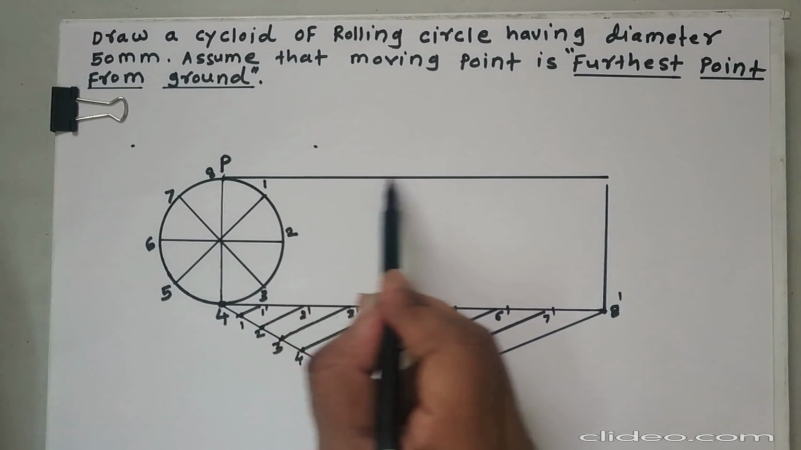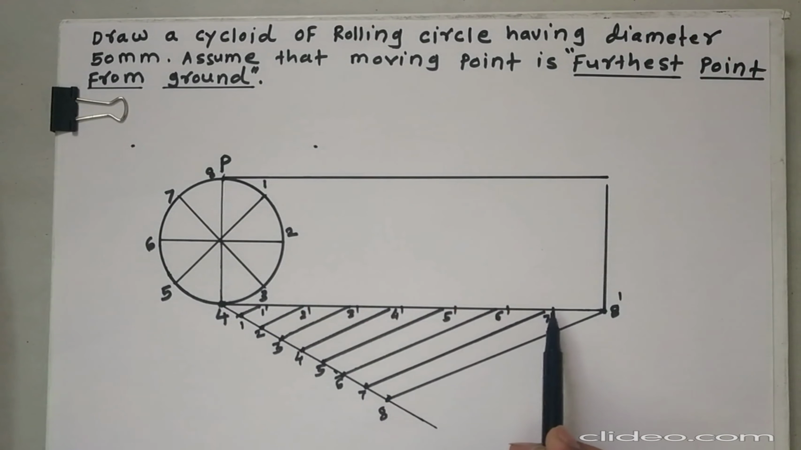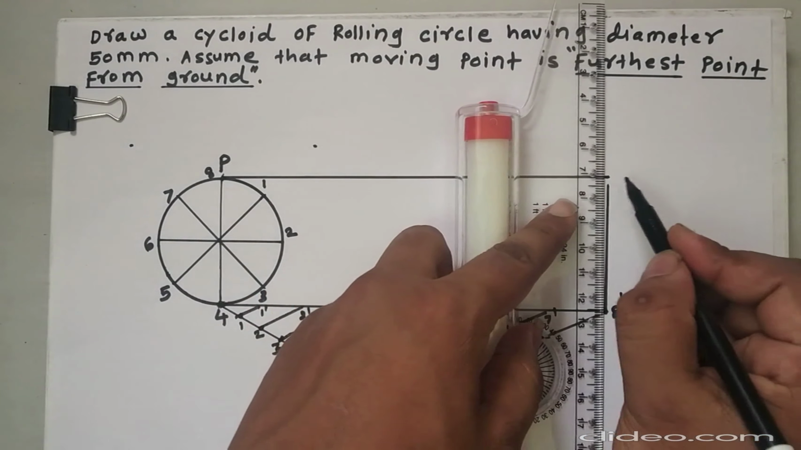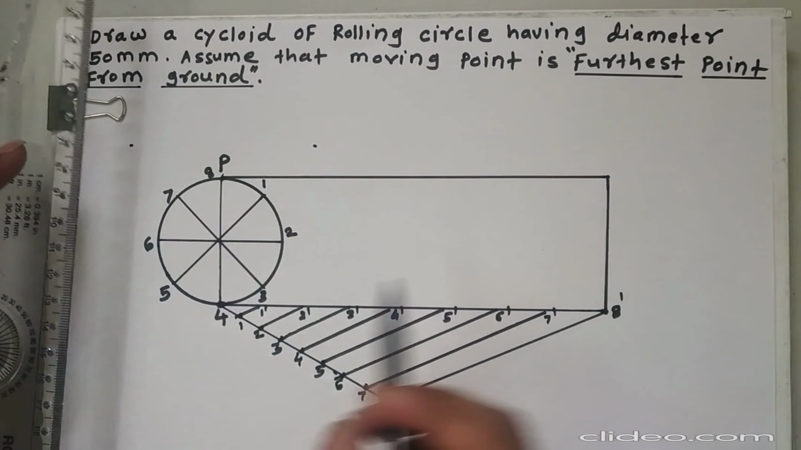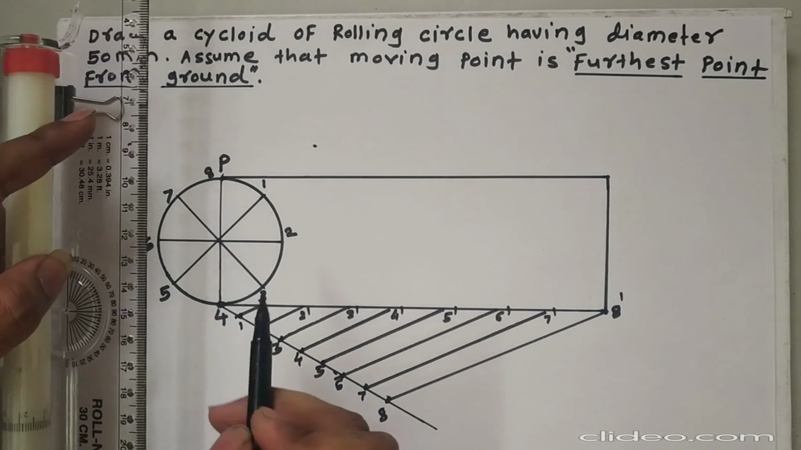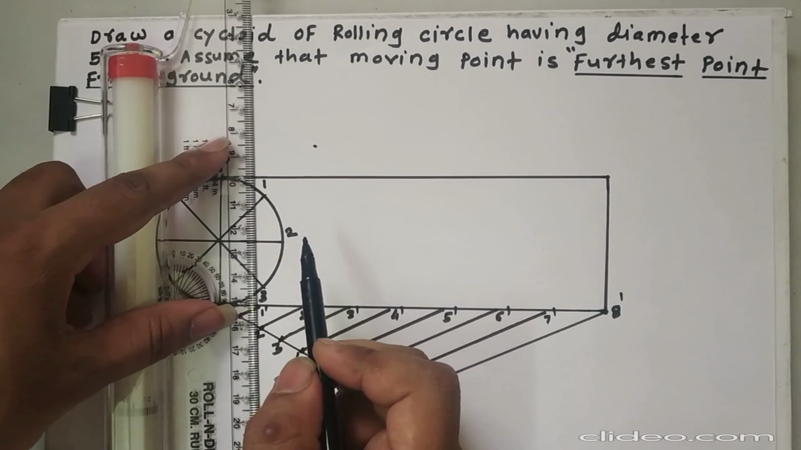Okay, so this horizontal line should be parallel to this line. So we are getting one rectangle. Now consider 1 dash, 2 dash, 3 dash, 4 dash, 5 dash. From each point you need to draw the vertical lines.